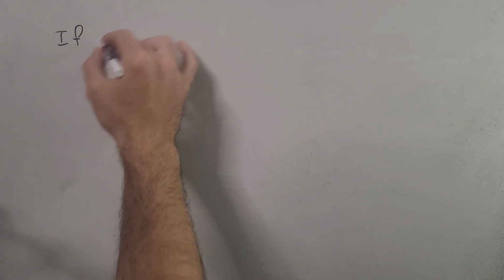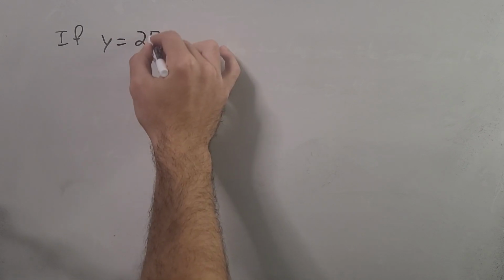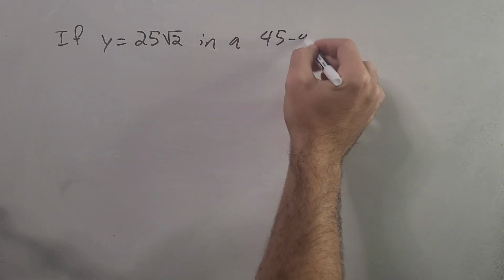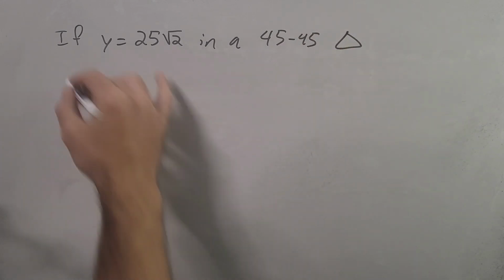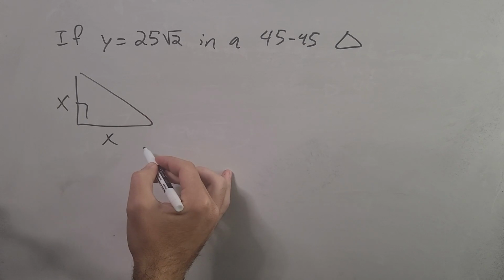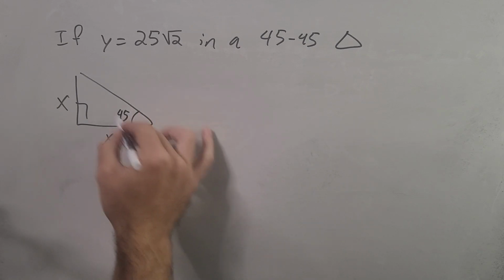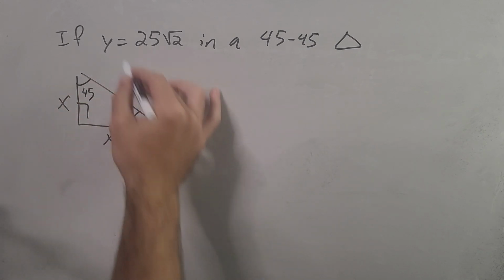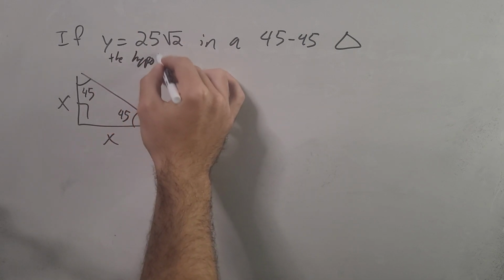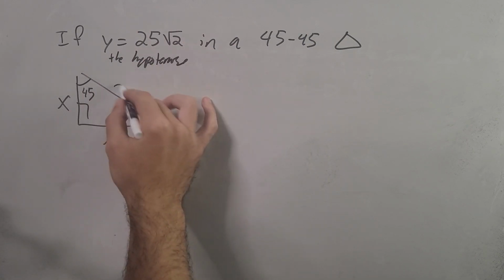Let's say y equals 25 square roots of 2 in a 45-45 triangle. All right, so we could construct this. Label the two legs as x. They told us that it's a 45-degree angle. And they told us that y, the hypotenuse, is 25 square roots of 2.